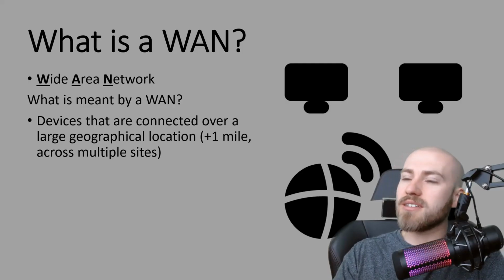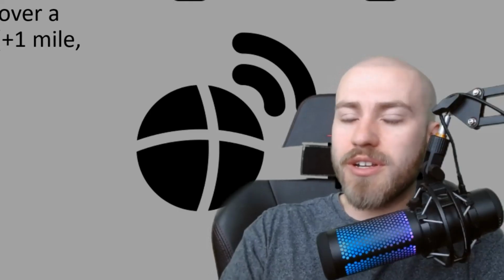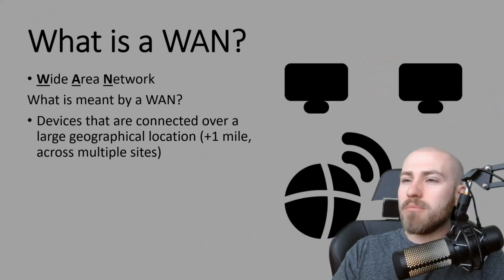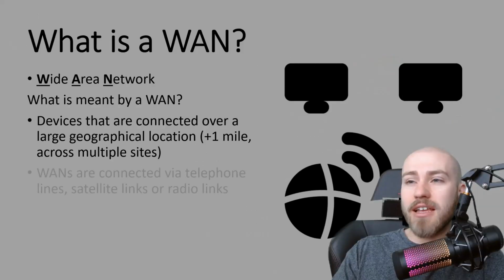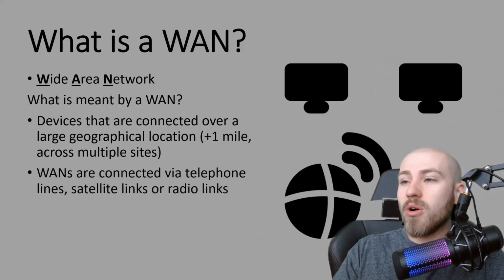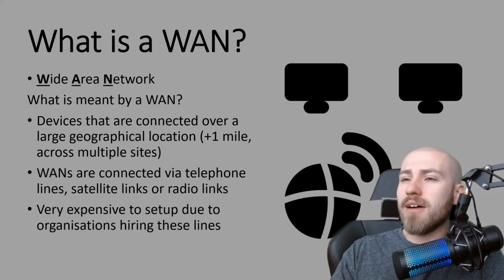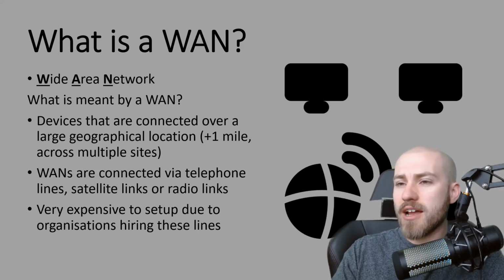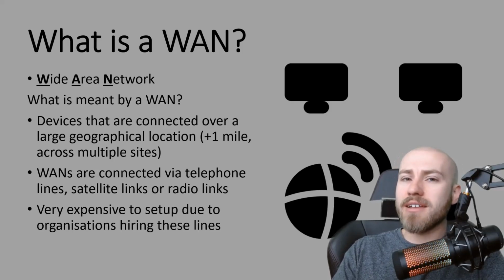and it's across multiple sites. It could be that you have a huge business, and the business has got sites in different parts of the country, or it may be over different countries worldwide, but they're all linked together. It could be through satellite links or radio links, telephone lines, and so on. Because the company themselves won't own something like telephone lines, they will have to hire these lines to be able to connect their network together, and that's a huge cost if you're setting up a WAN.